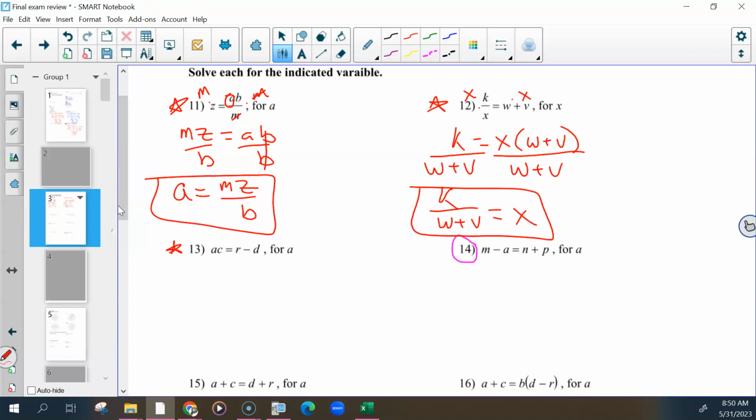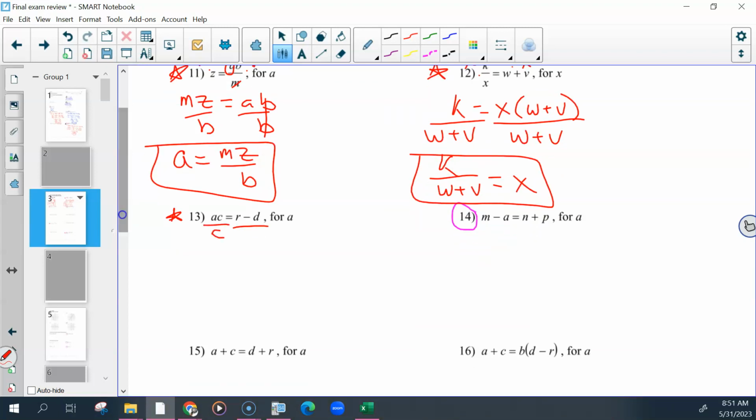Great. 13, we're trying to get A by itself. What would we do there? Divide both sides by C. And this one, that's all we need to do, just that one step. So A equals R minus D all over C.